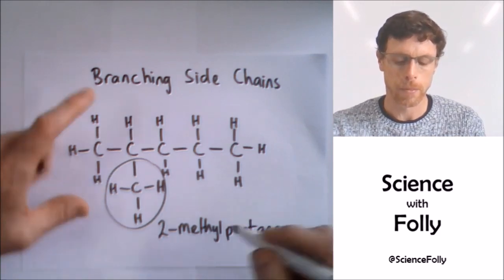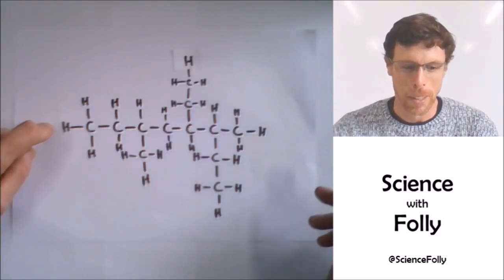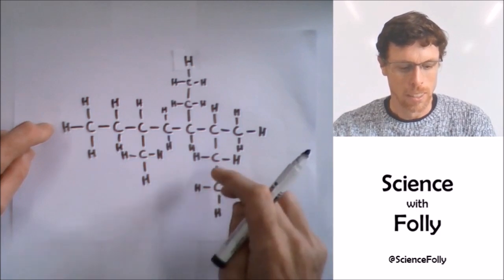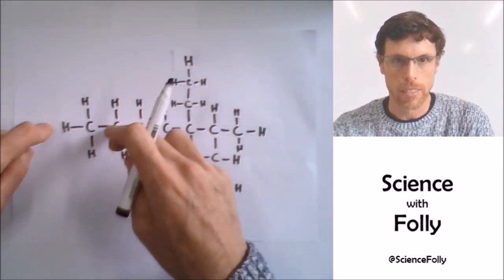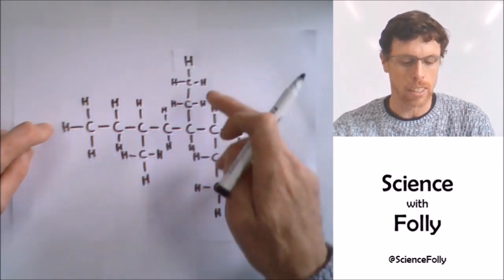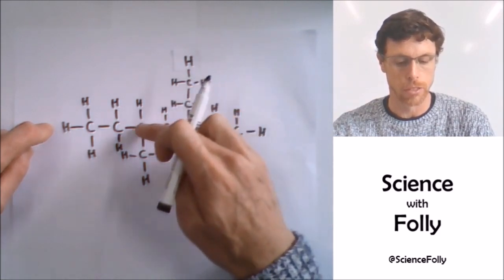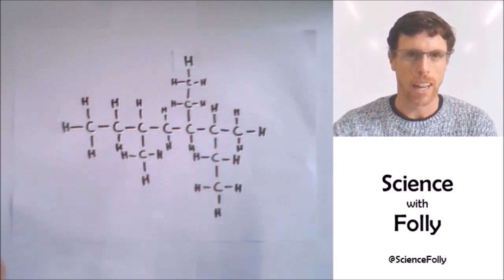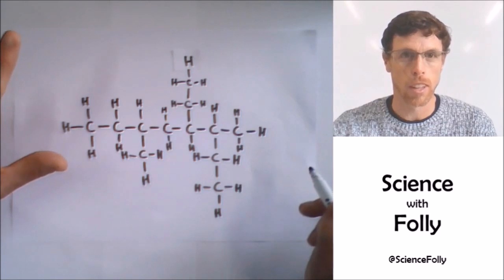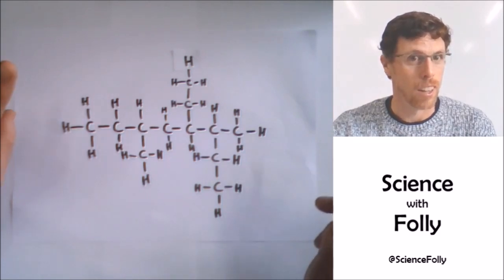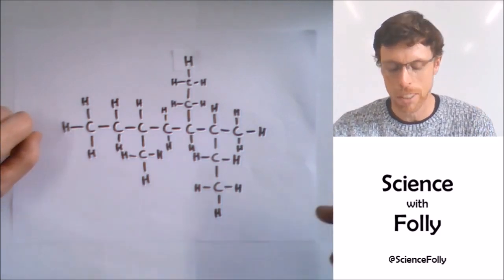Pretty easy, eh? Now here's a tricky one. Look at this one. 1, 2, 3, 4, 5, 6, 7, 8. 8 is our longest chain. I could try counting this way. 1, 2, 3, 4, 5, 6, 7, but that's shorter. So 8 is our longest. So what's that going to be? Octane. Remember the good old octopus?